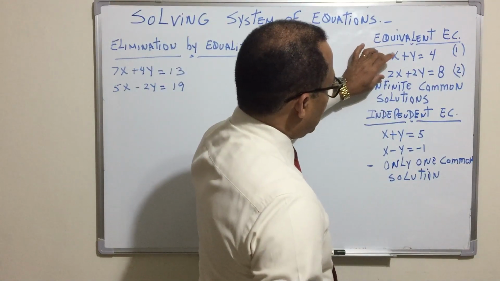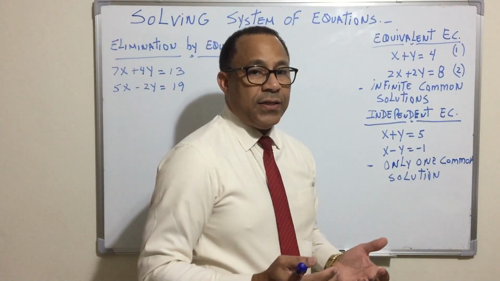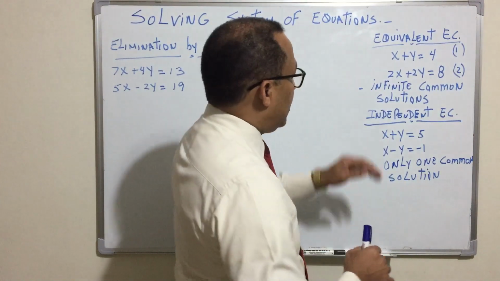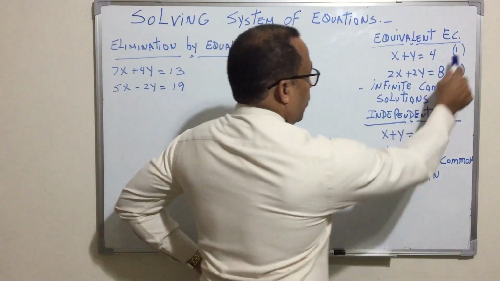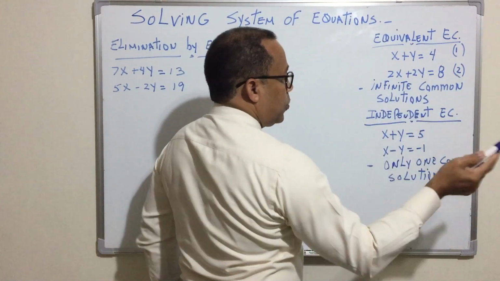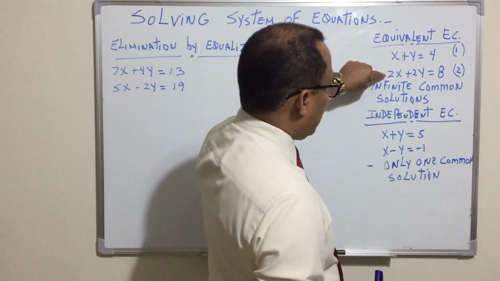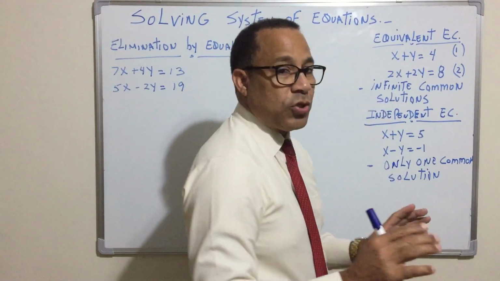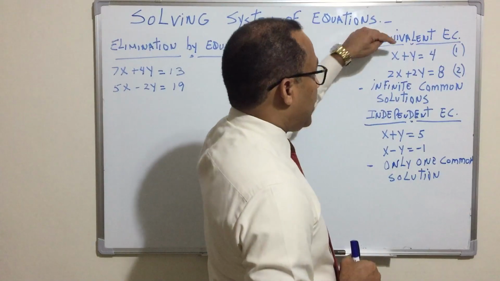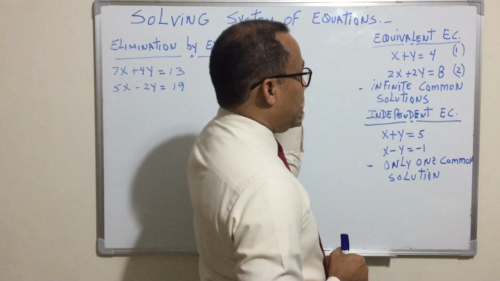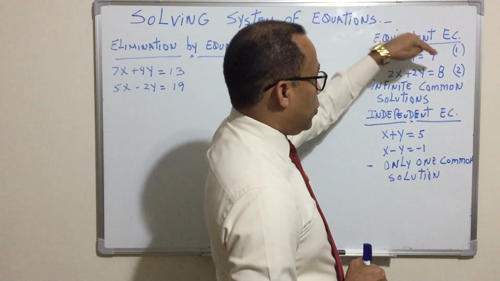This system of equations is called equivalent equations. Why is it equivalent equations? Because if you notice, here it says x plus y equals 4, equation number 1, and equation number 2 says 2x plus 2y equals 8. You may get this equation out of this one just by multiplying each term times 2. If you multiply 2 times x, you get 2x. If you multiply 2 times y, you get 2y. And if you multiply 2 times 4, you get 8.